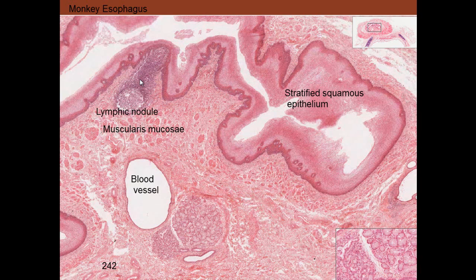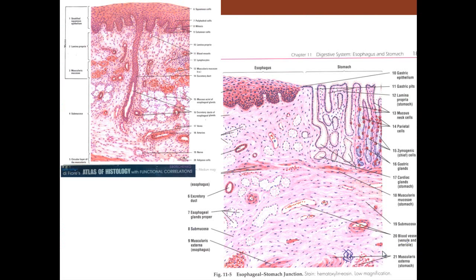In addition to that, we have lymphoidal nodules. We also have the esophageal glands. Here we see the esophageal glands here and here, mucus type secretion that lubricates things that are being swallowed.